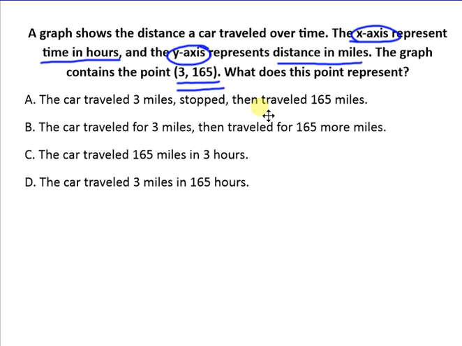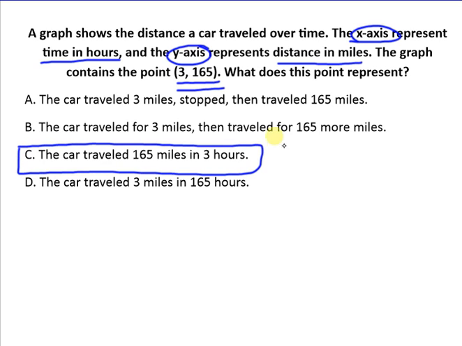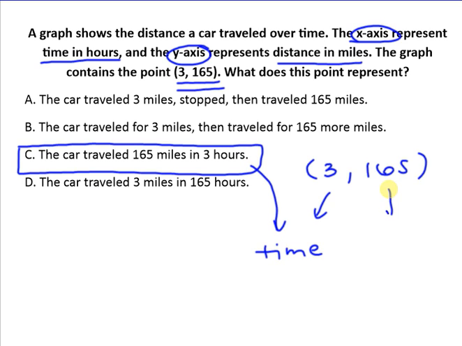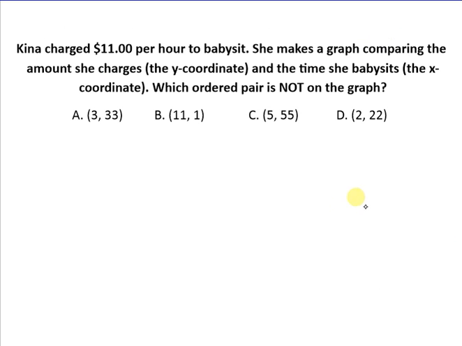And I'm going to circle the answer right now. So the answer is going to be C. The car traveled 165 miles in 3 hours. Because it said that the x is time, so that would be hours, and this is distance. So this would be miles, which is right here. Last one.